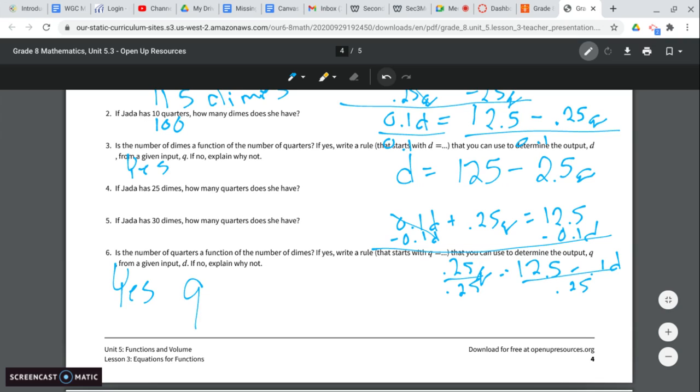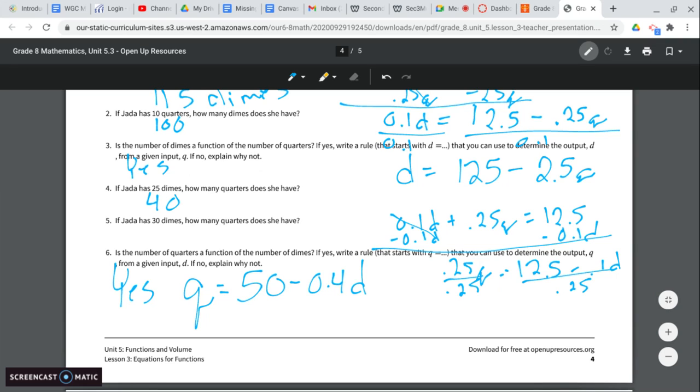So we're going to end up with Q equals, well, 12.5 divided by 0.25 is going to give us 50, minus 0.1 divided by 0.25 is going to give us 0.4 D. So using this equation now, we could solve for 4 and 5. So we're going to take 0.4 times 25, which gives us 10. And then we'll do 50 minus 10, which gives us 40. So a little bit easier.